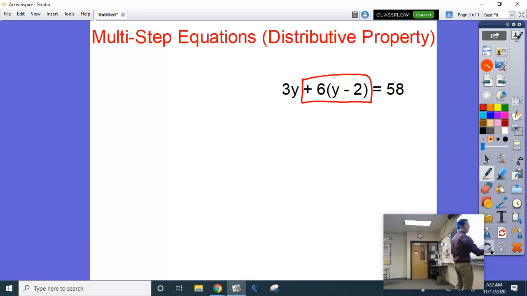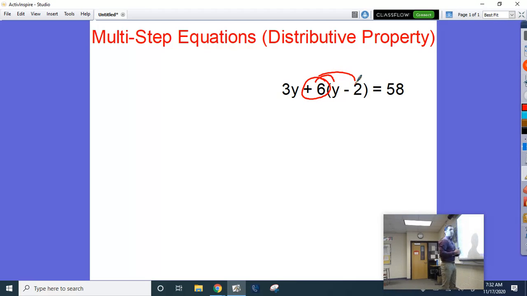Okay? So I want to focus here and take this positive 6 and multiply it by both y and negative 2. Okay? The 3y doesn't change, just like the 58 doesn't change. So I'm going to drop both of those down. There's no change there. And now 6 times y is positive 6y. 6 times negative 2 is negative 12.